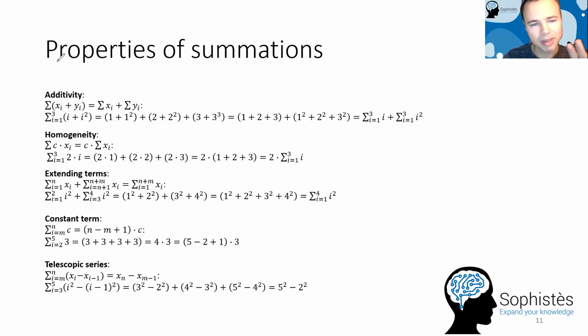Now we're going to make it a bit more complicated. We're going to talk about the properties of summations. For this course, business mathematics, you have to know 5 different properties: additivity, homogeneity, extending terms, the constant term, and the telescopic series. What I'm going to do is write down the definition of the properties, and then give you some examples so that you know what the definition does. Then I will top it off with some exam questions that you can practice. I will not do additivity because that one is pretty straightforward, but we will focus on the first one, and that's homogeneity.